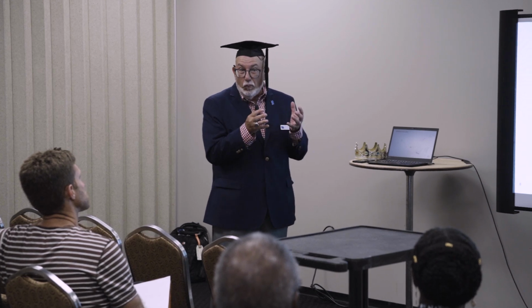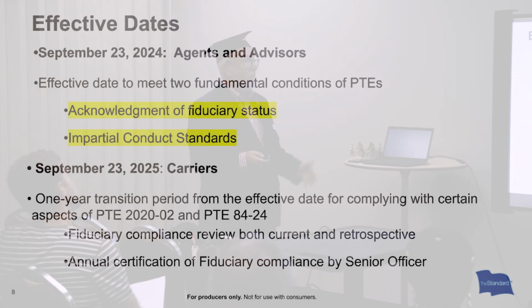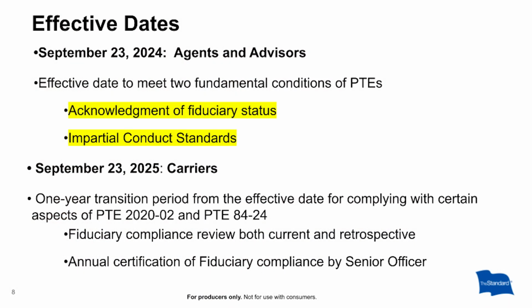So now that we know the rule, what are the effective dates? And this is what's important. It's coming up, September 23rd. You thought graduation was in April or May or June. It's now for you in the insurance business. It is now September 23rd, 2024. If you're an agent or an advisor, you have to meet these two fundamental requirements. You have to acknowledge that you're a fiduciary, and you have to conduct yourself impartially. Impartial conduct, a code of standards of behavior. We'll talk about what those are.